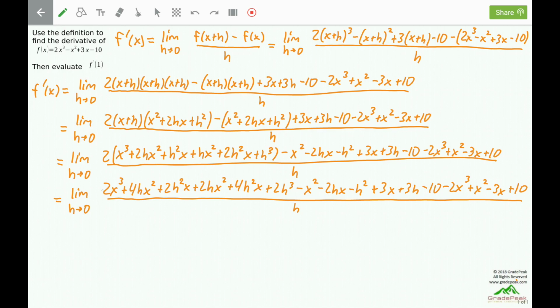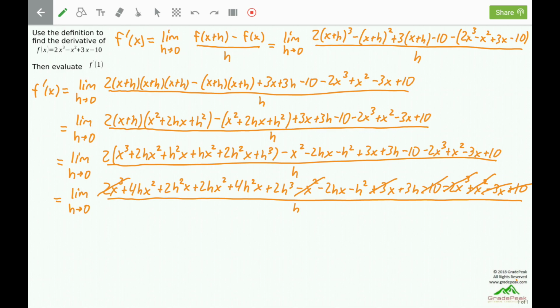So I see that we have a 2x cubed here and a negative 2x cubed over here. Actually, every term that doesn't have an h should have something to cancel with, so that helps to find what we'll be canceling. For example, the next term that doesn't have an h, I have a negative x squared here, and that'll cancel with a positive x squared over here. I have a positive 3x and a negative 3x, those will cancel. And I have a negative 10 here and a positive 10 here, and those will cancel.